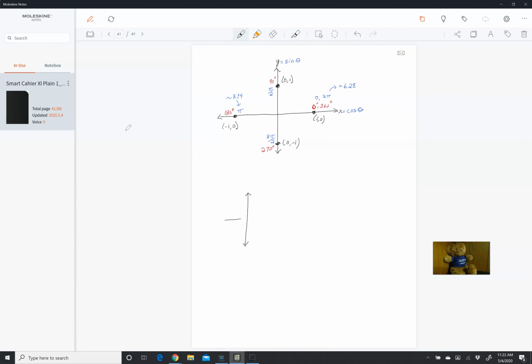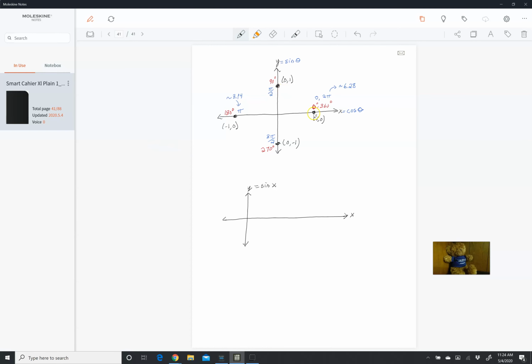So on our x-axis go our inputs. Our inputs, this is going to be y equals the sine of theta, or the sine of x. We don't have to use theta. We're going to use x here because we're looking at the x-axis, as opposed to putting theta on the x-axis. So our inputs are our angles.